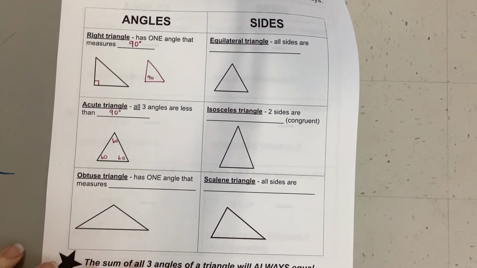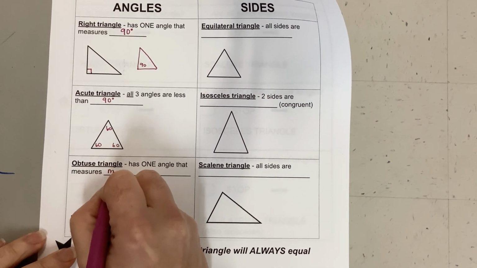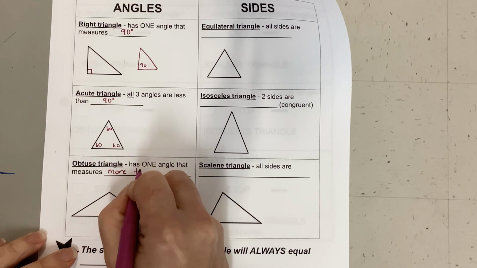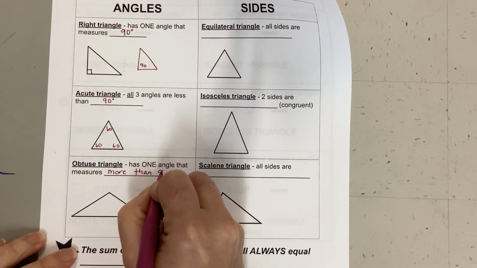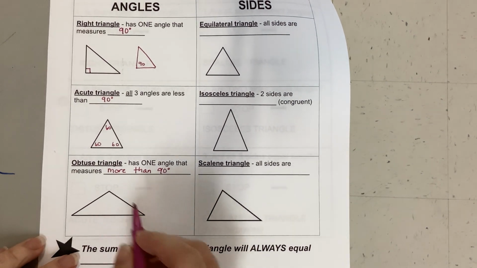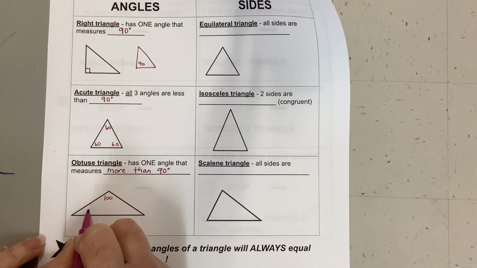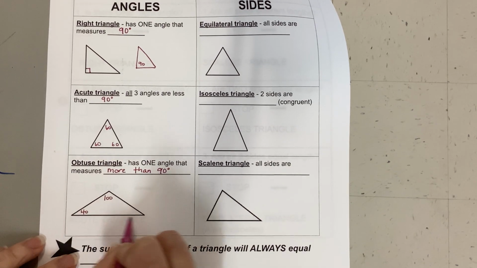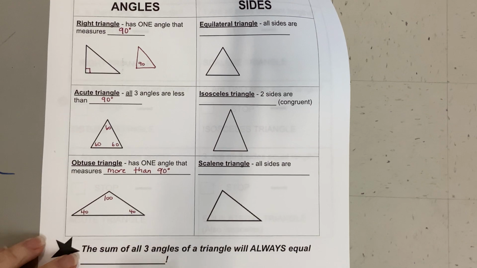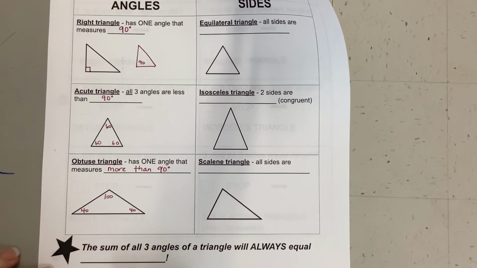And last is an obtuse triangle, and an obtuse triangle has only one angle that measures more than 90 degrees. So if you look at this triangle here, it might tell you that this angle is 100, this angle is 40, and this angle is 40. Because there is just one obtuse angle, that means it is an obtuse triangle.